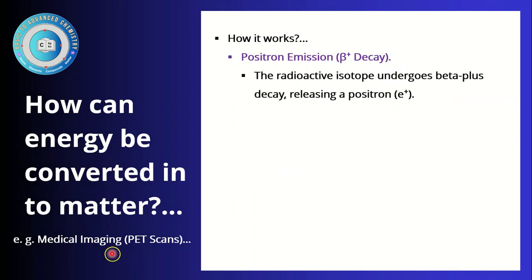Then the radioactive isotope undergoes beta plus decay, releasing a positron. A positron is the antiparticle of the electron, that is, an electron with opposite charge. Fluorine-18 decays and produces oxygen-18, a positron, and a neutrino. The neutrino escapes from the body. Oxygen remains in the body.